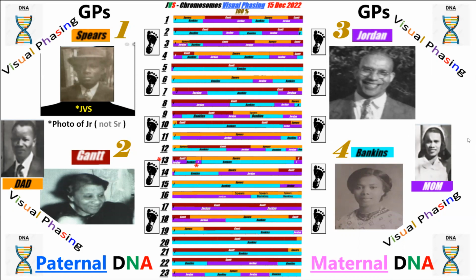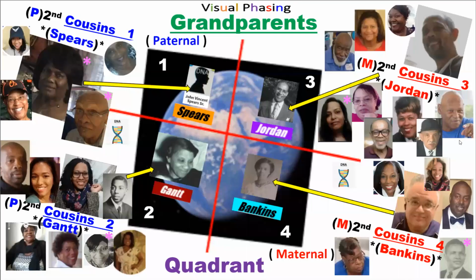In order to do it, you've got to have a ton of cousins who are specifically identifiable and matching to those grandparents that you're interested in, so that when you see a match on a given chromosome, you know that match exists because you have in common with that match a Bankins hit, or a Jordan hit, or a Spears hit. So that's kind of how that process works.